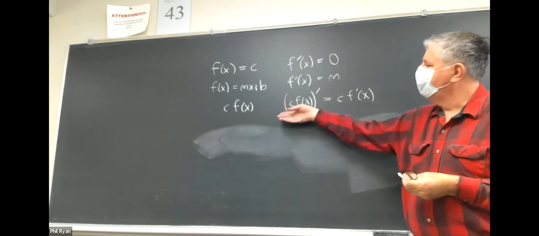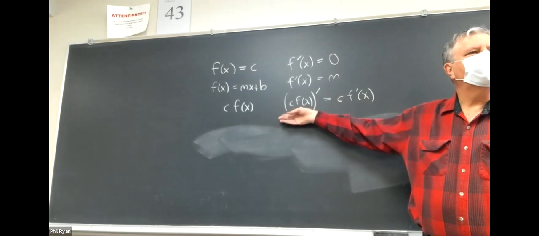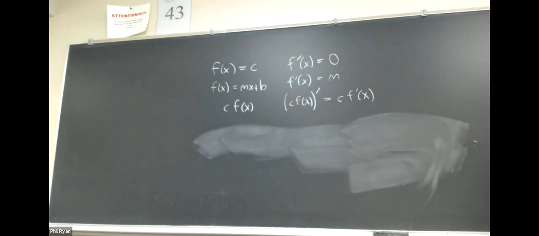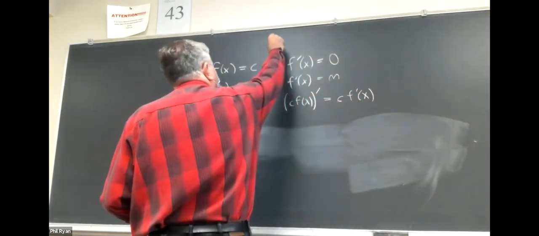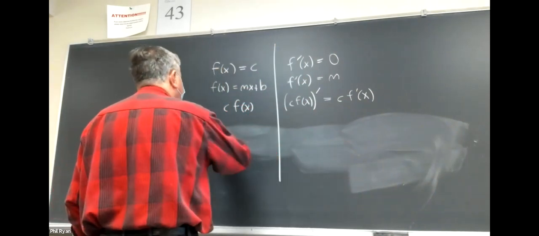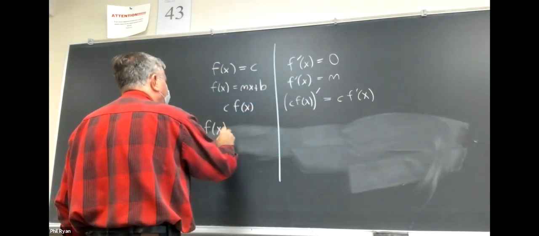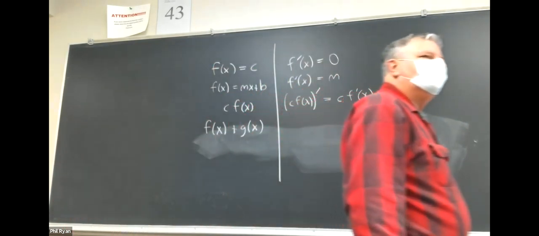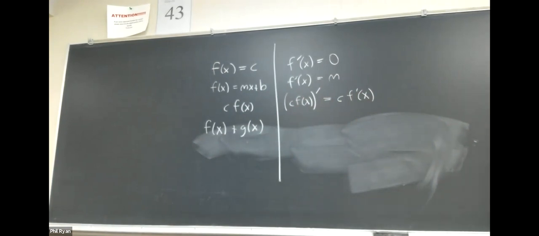So this is an example of that second kind of rule. If we know the derivative of a function, we know the derivative of a constant multiple of that function, because that's one way we can make new functions from old ones: multiply them by a constant. Another simple way is what happens if we add functions together. That's an easy way to create new functions.